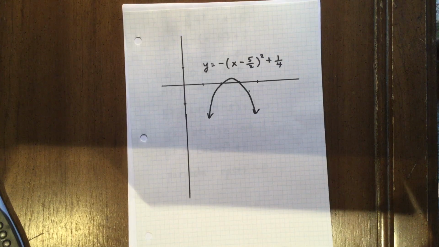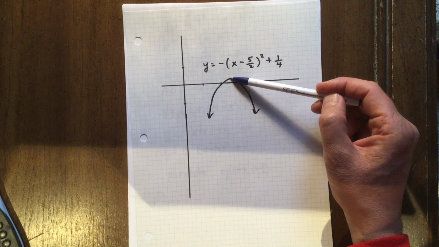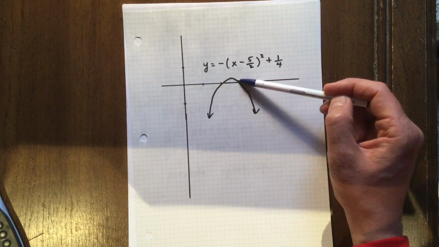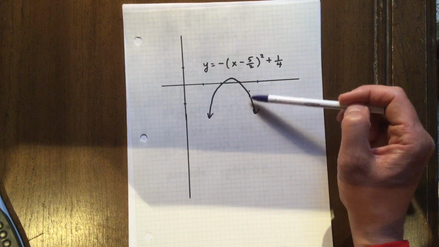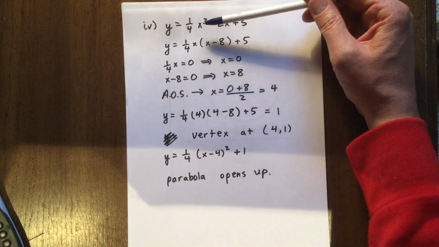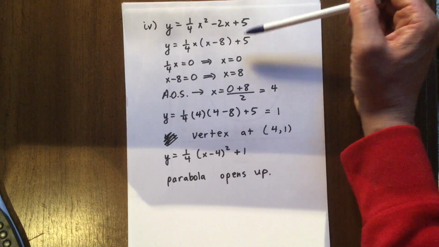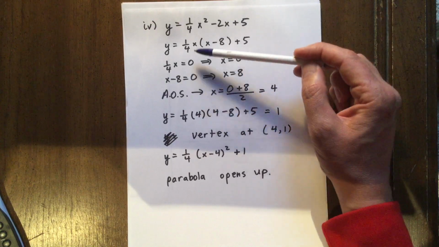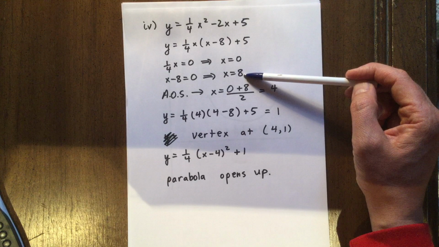So my vertex is at 5 halves, 1/4, and I know that if I go 1 unit to the left or 1 unit to the right of the vertex, I'll go down 1 unit because my lead coefficient is negative 1. And finally, we have y equals 1/4 x squared minus 2x plus 5. So what we do is we factor 1/4 x from the first two terms, leaving plus 5 alone. I then set this equal to 0 and this equal to 0, so x is 0 or x is 8.